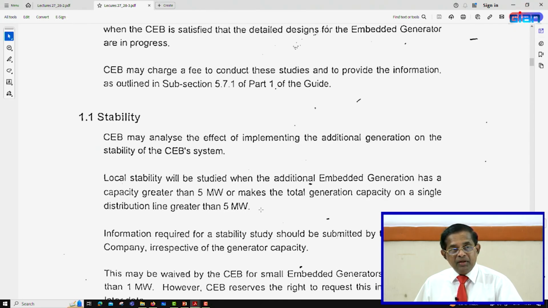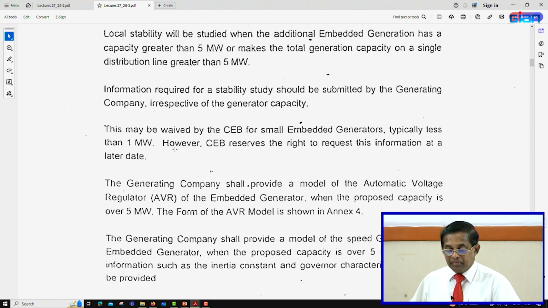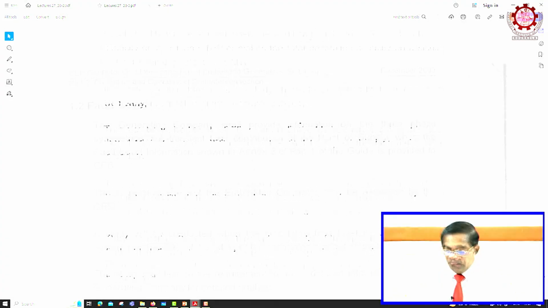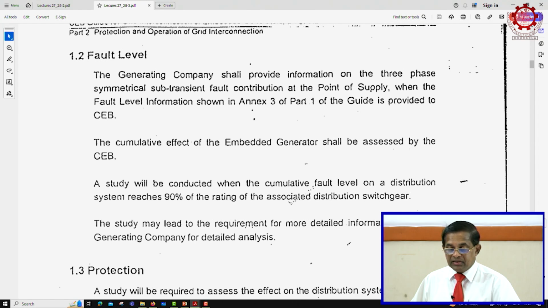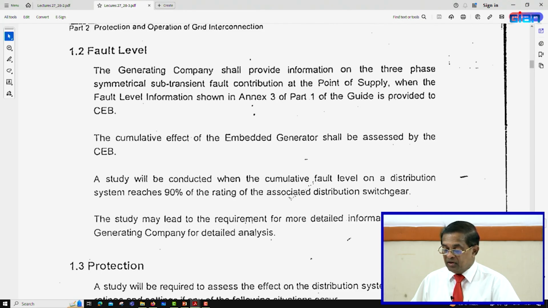Stability study will check if this plant trips suddenly, whether the system can remain in synchronous operation, whether there can be any problems for the network operation, right. So, they will do a simulation study and check. You can see it states sometimes it says this may be waived by the CEB for small embedded generators, typically less than 1 megawatt. Then they talk about fault level, right. The generating company shall provide information on the 3-phase symmetrical subtransient fault contribution to the point of supply, when the fault level information shown in annex 3 of part 1 of the guide is provided to CEB.